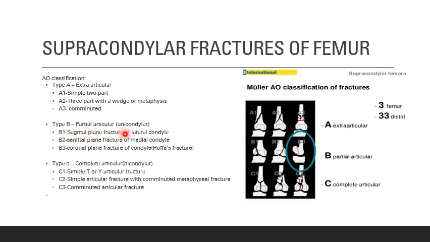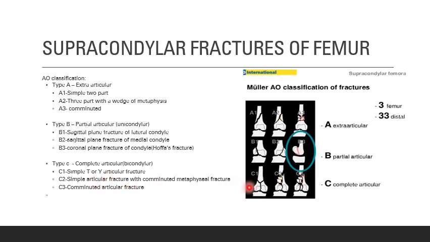Type B, partial articular, includes B1. B1 sagittal plane fractures of lateral condyle. B2 will be a sagittal fracture including the medial condyle. B3 will be the Hoffa's fracture. It includes the coronal plane.